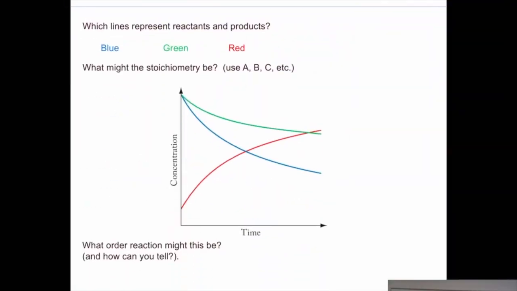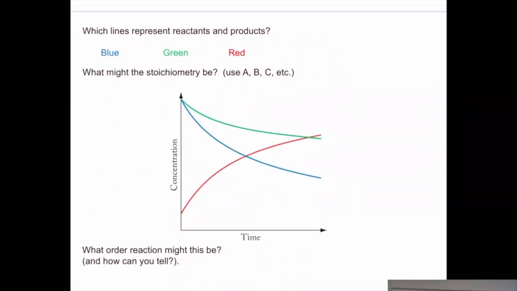All right, so that kind of sets you up. Now you all have this slide. There's nothing written on it. You've got a blue curve, a green curve, and a red curve. And think about what is shown on this graph.